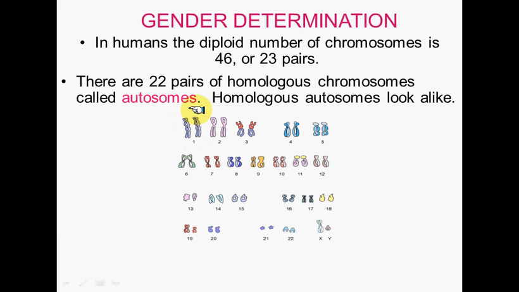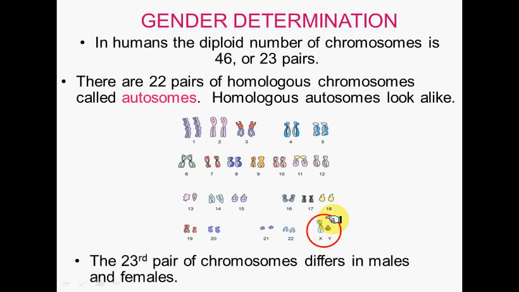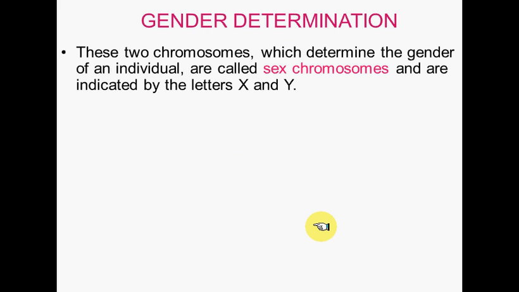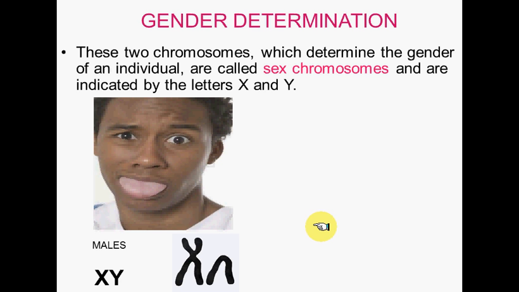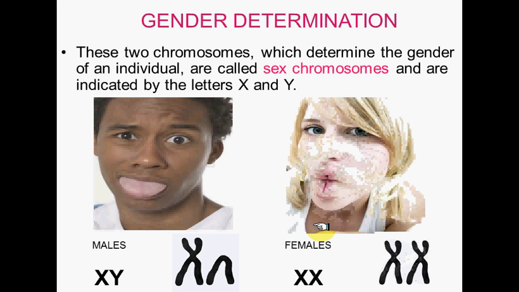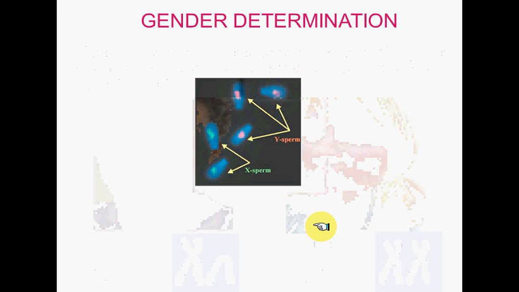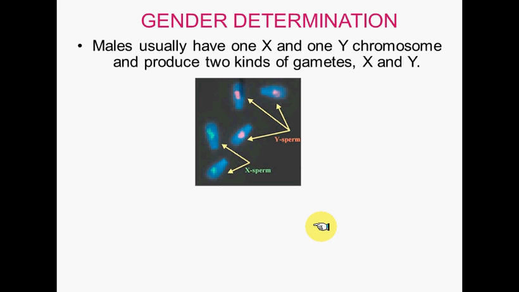These two chromosomes, which determine the gender of an individual, are called sex chromosomes, and they are indicated by the letters X and Y. Males have an X and a Y, and females have an X and X. Males usually have one X and one Y and produce two kinds of gametes, X and Y. I say usually because there can be problems, and we're going to talk about that next. Females usually have two X chromosomes and produce only X gametes. They can only give X's because that's all they have to give. So it's the male gamete that determines the sex of the offspring.